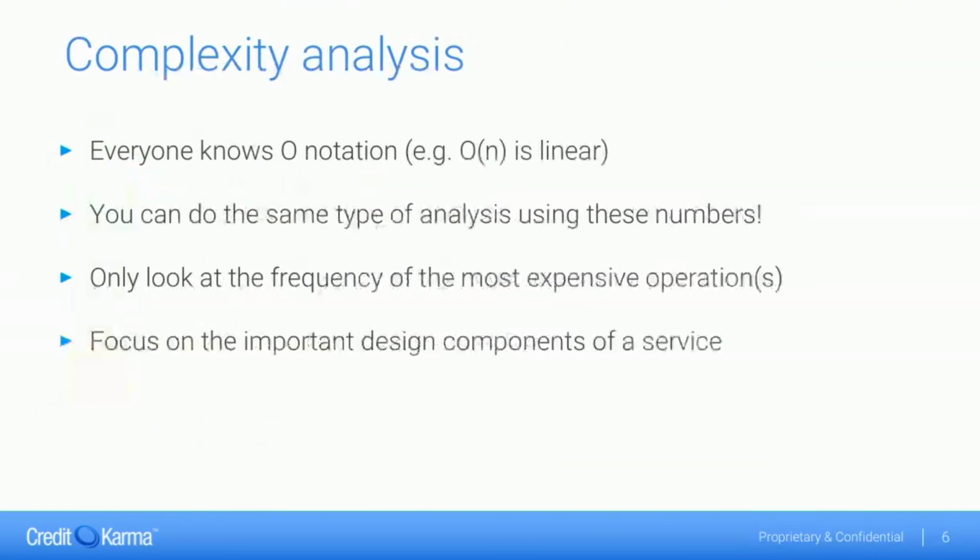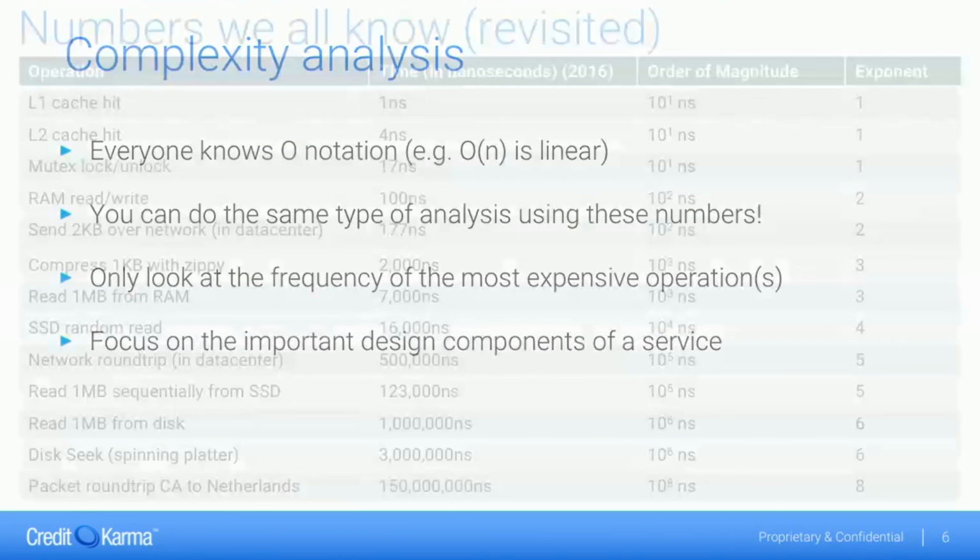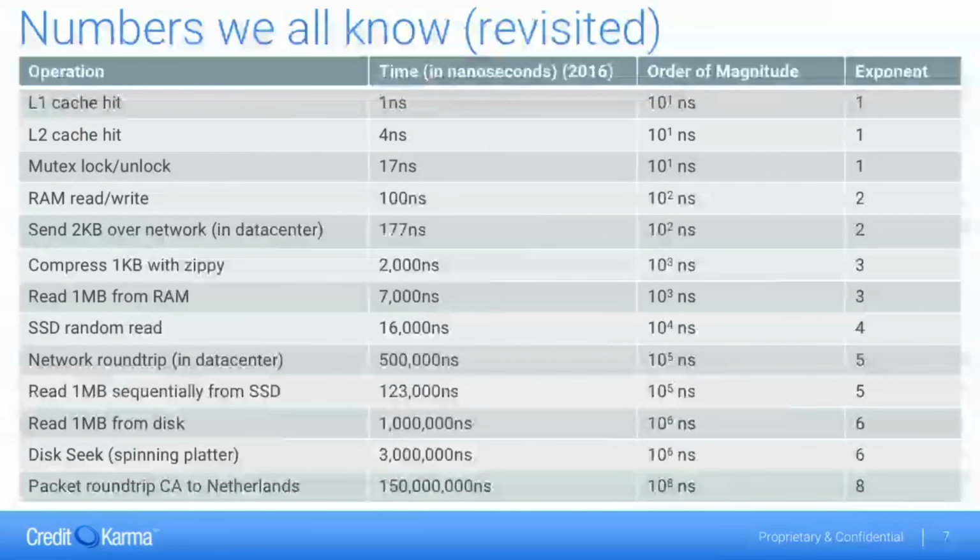So just like big O notation you use to analyze algorithms, you can do the same thing with performance programming. You can look at the most expensive operation that you are using in a particular algorithm or a service or across your whole infrastructure and do the same sort of complexity analysis on that you would do in an academic exercise. So let's go back and look at the numbers again.